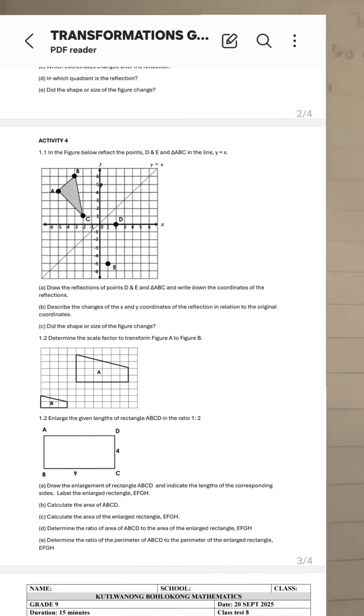So the first question there, A, says draw the reflections of points D and E and triangle ABC and write down the coordinates of the reflections. Now guys, I would actually answer these questions for you, but I won't. Okay, I think I'm going to stop right here, and I'm going to allow you guys, you can screenshot if you want, an opportunity to answer these questions on your own.